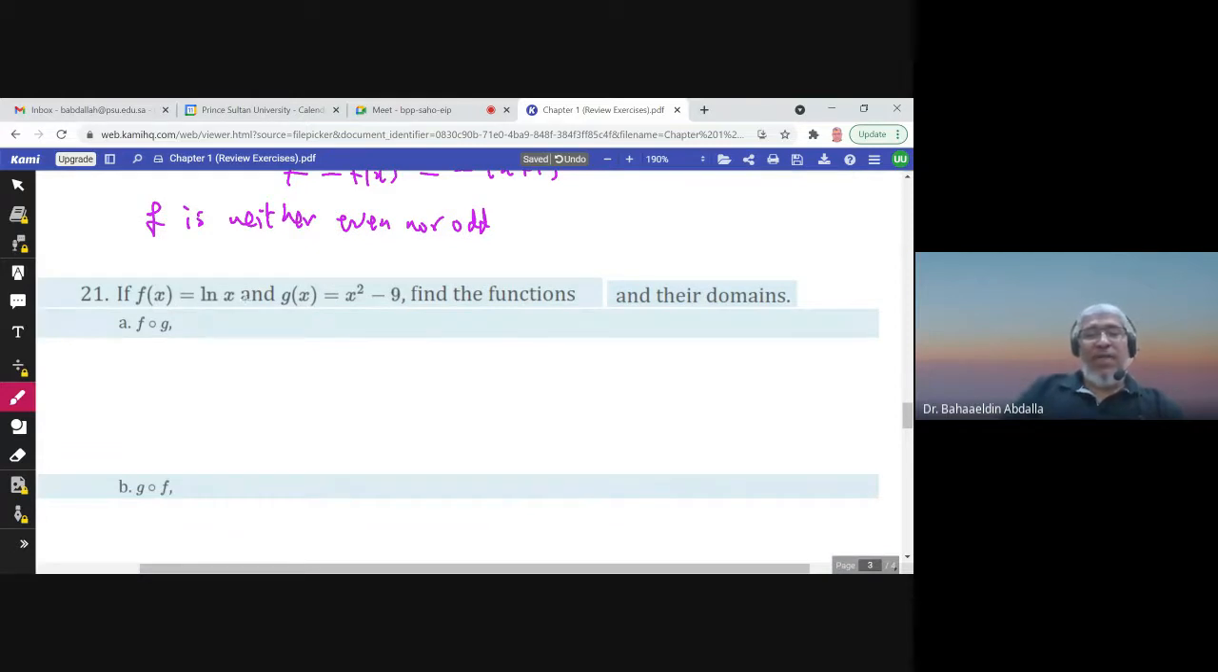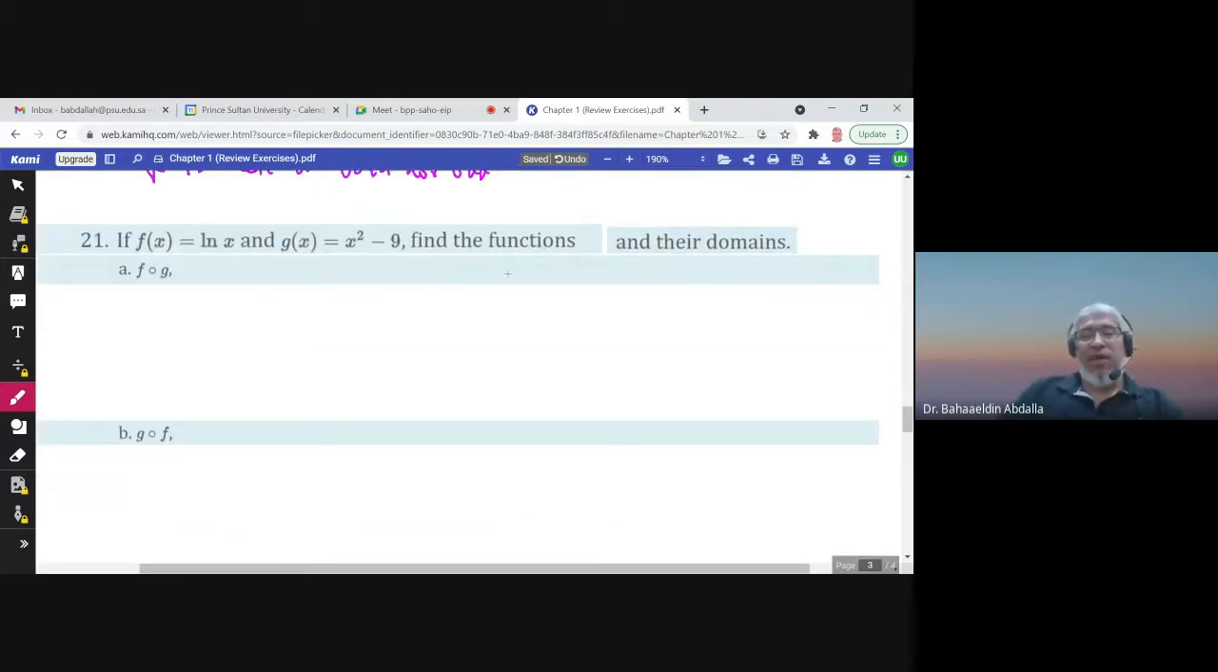f of x is ln x, g of x is x squared minus 9. Find the functions f circle g, and so on, and their domains. So let us find f circle g of x. f circle g of x is f of g of x, and this is f of, let us put g of x now, which is x squared minus 9, and now we need to find f of x squared minus 9. Well, we go to the definition of f and replace x by x squared minus 9. So this would be f circle g.